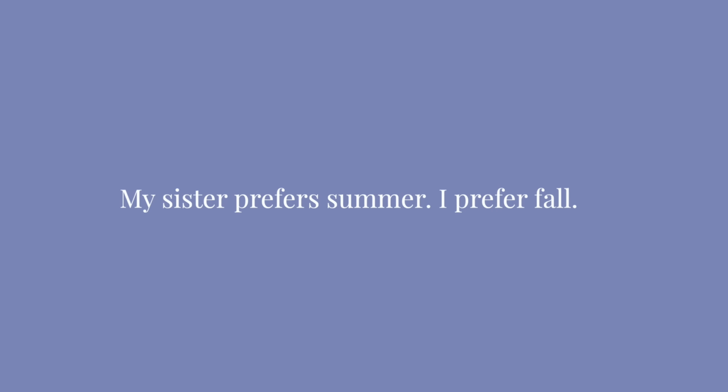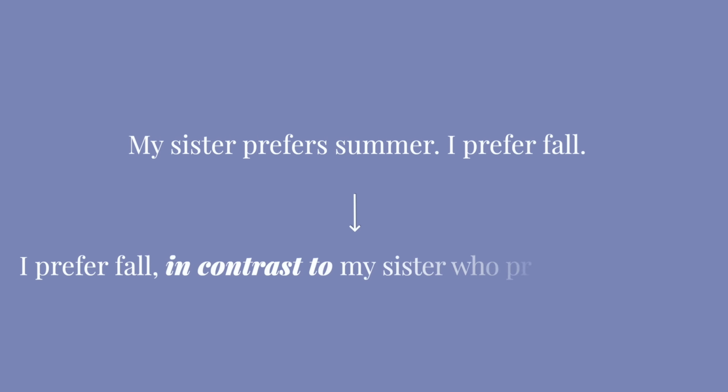If I were to split that into 2 separate sentences, they could be, my sister prefers summer, I prefer fall. For the last example, I want you to combine those sentences and this time put the words in contrast to in the middle. My original example put them at the beginning, but how could we put them in the middle? Here's my example. I prefer fall in contrast to my sister who prefers summer.